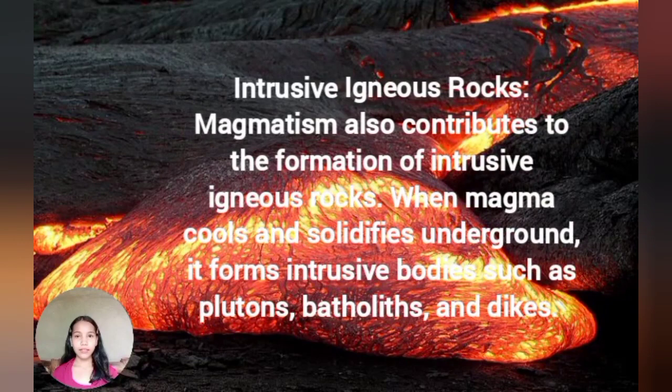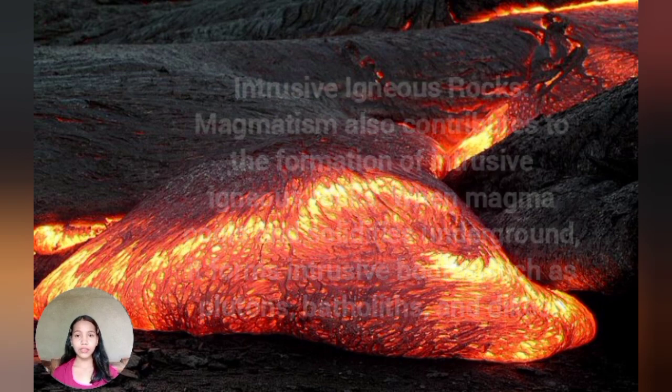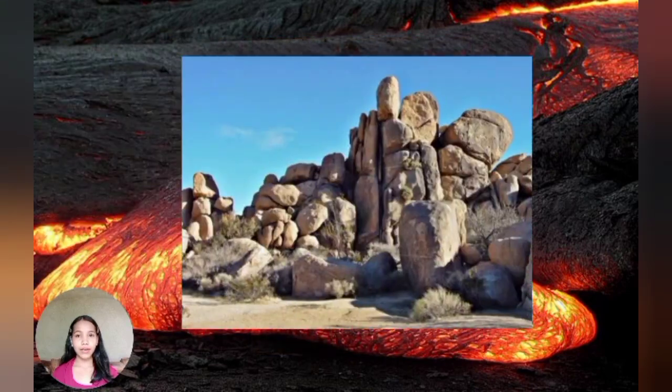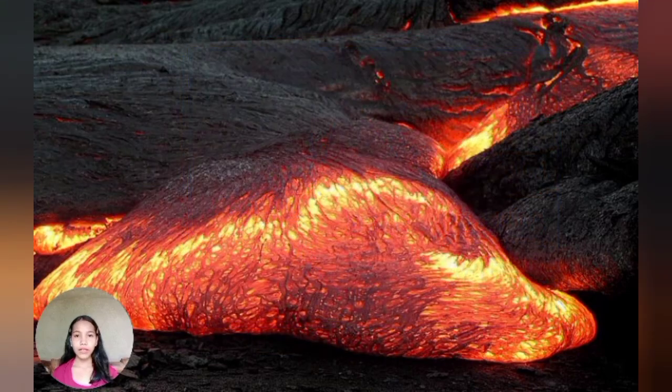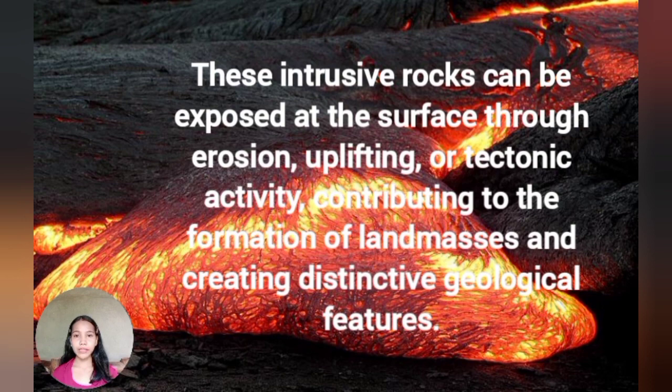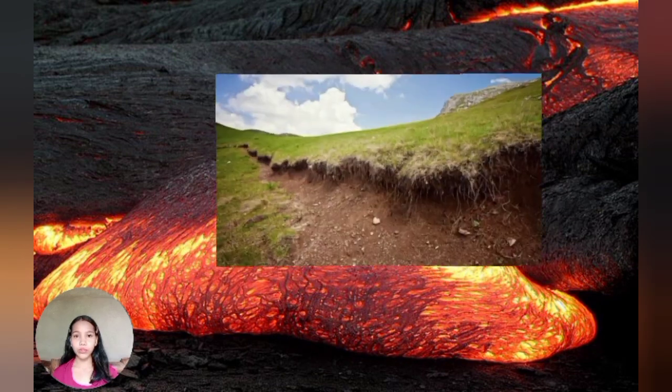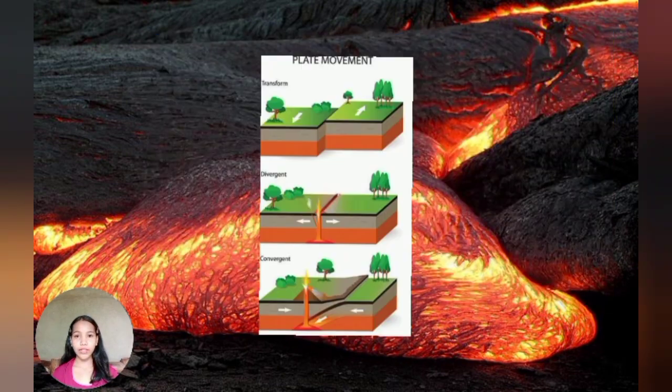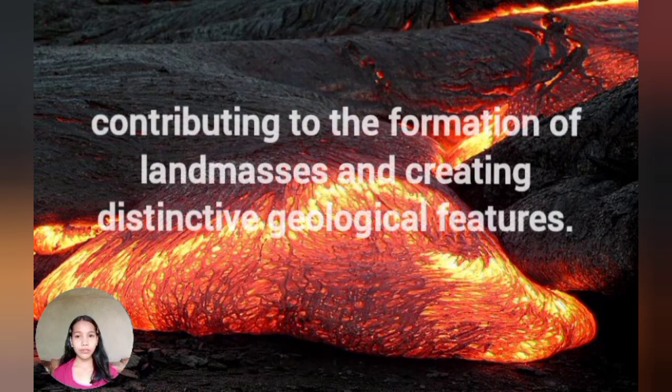Intrusive igneous rocks. Magmatism also contributes to the formation of intrusive igneous rocks. When magma cools and solidifies underground, it forms intrusive bodies such as plutons, batholiths, and dikes. These intrusive rocks can be exposed at the surface through erosion, uplifting, or tectonic activity, contributing to the formation of land masses and creating distinctive geological features.